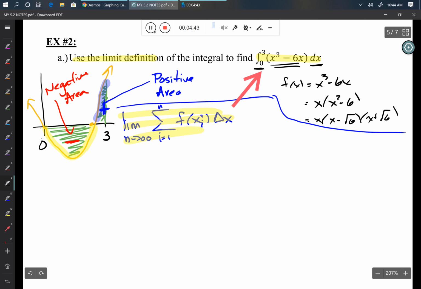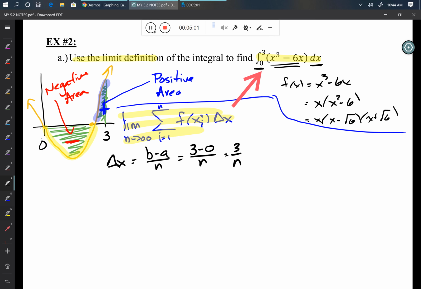Okay? I need to start laying out some of the pieces and parts here. I'm going to start out simply by saying, what is delta x? Well, delta x by definition is always b minus a over n, or in this case it's going to be 3 minus 0 divided by n, 3 over n. Now you might be saying, well, what's n? n's a variable. n is the variable from the limit. So n has to stay n.